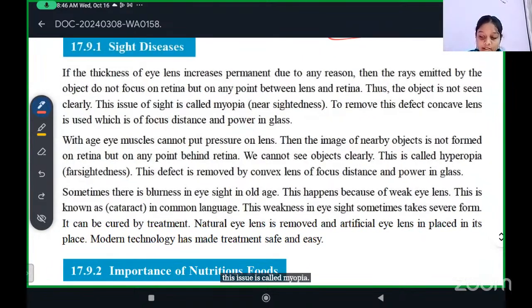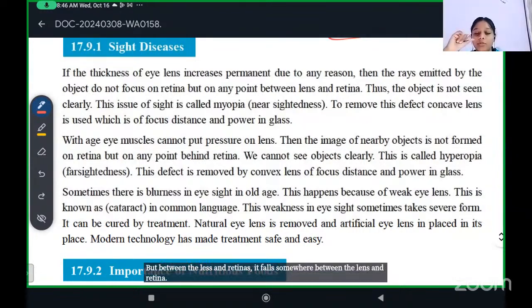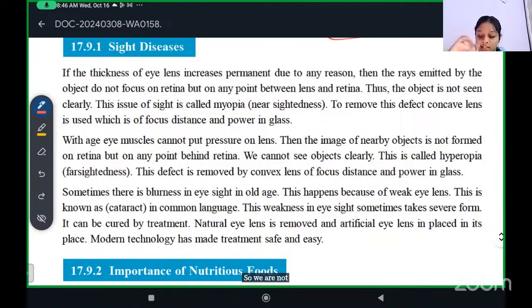Now, what happens? The light rays coming into our eye do not reach the retina, but fall somewhere between the lens and retina. So we are not able to see the object clearly. This is known as myopia, meaning nearsightedness. You are not able to see nearby objects clearly.